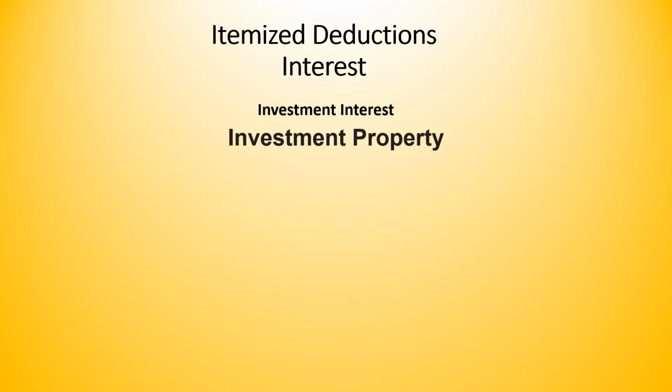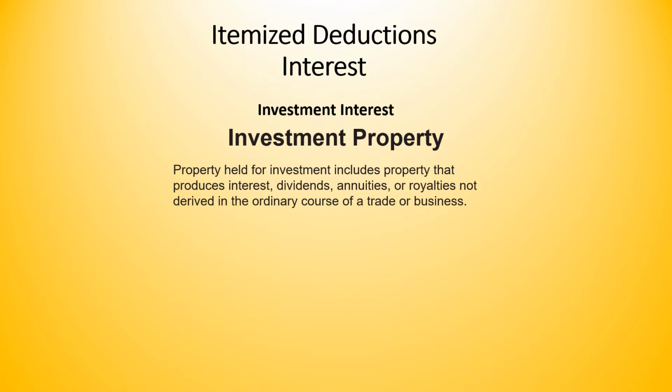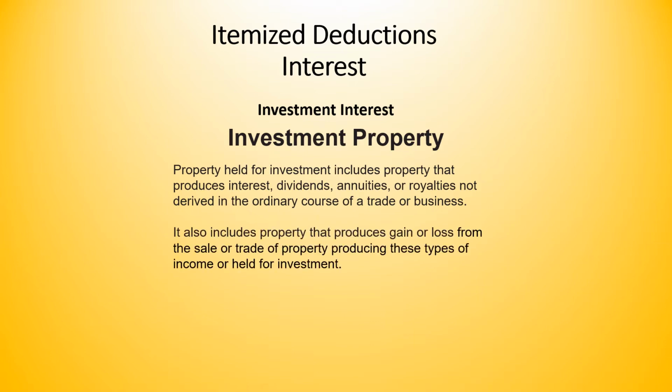Investment property. Property held for investment includes property that produces interest, dividends, annuities, or royalties not derived in the ordinary course of a trade or business. It also includes property that produces gain or loss from the sale or trade of property producing these types of income or held for investment.